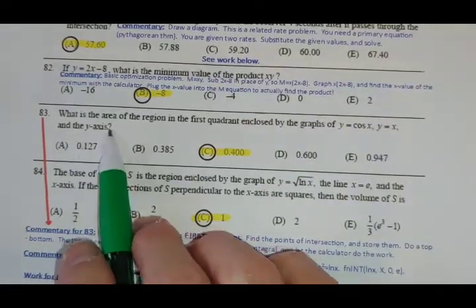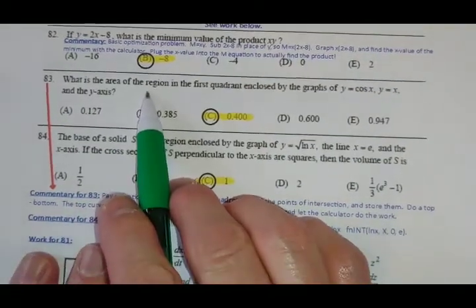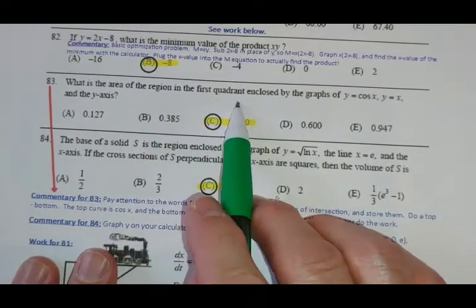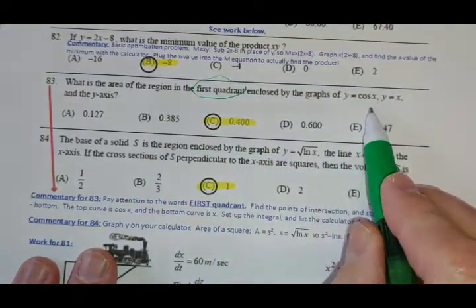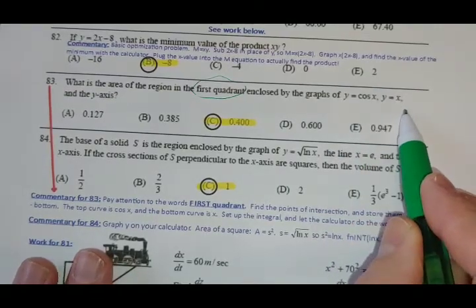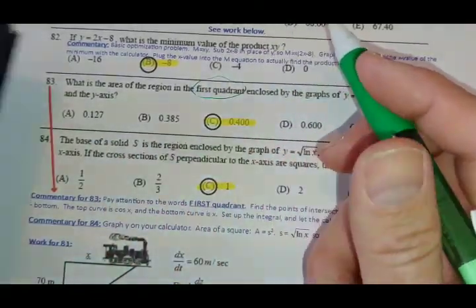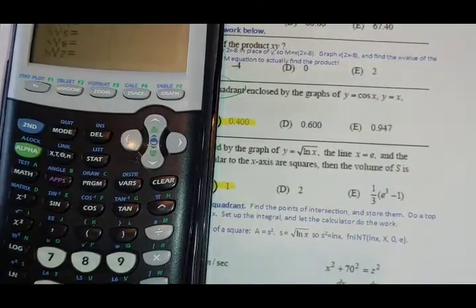Number 83. What is the area? This is something recent for us. In the first quadrant, so pay attention to that, enclosed by the graphs of y equal cosine x, y equal to x, and the y-axis. So let's take a look at what that region looks like.